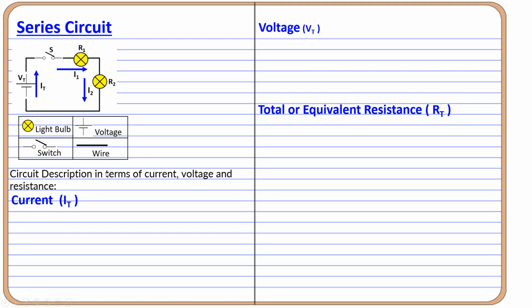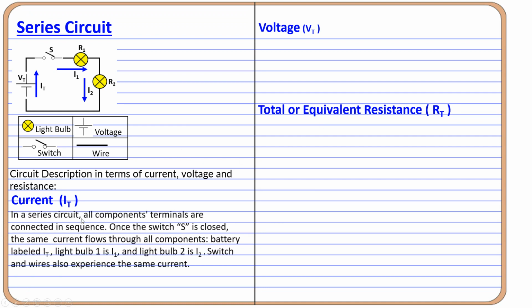In this page, I will show the circuit description in terms of current, or IT, that will be the total current flow in the circuit, the total voltage, or VT, and the total or equivalent resistance, RT, that is not showing here yet.